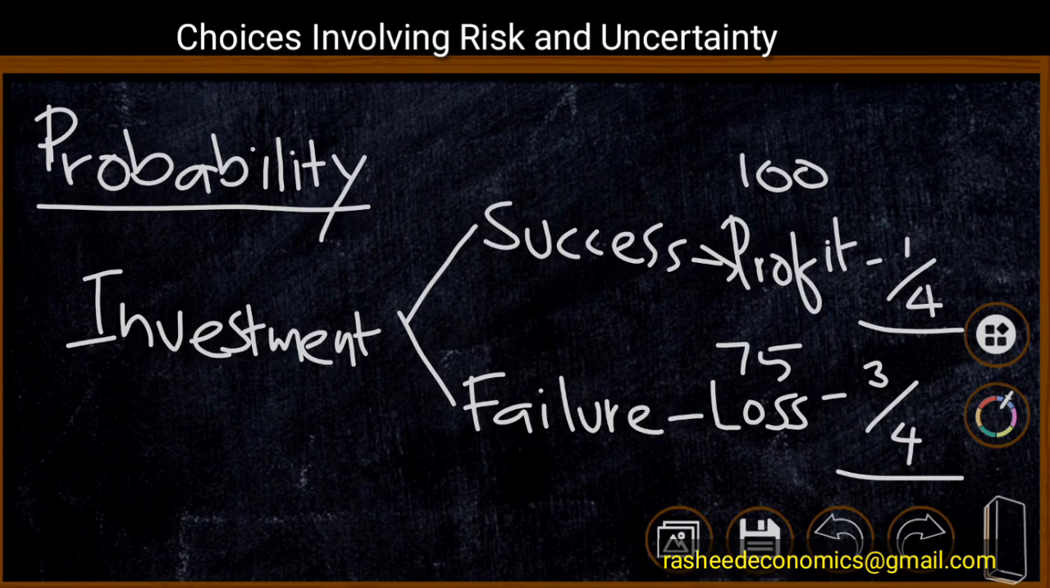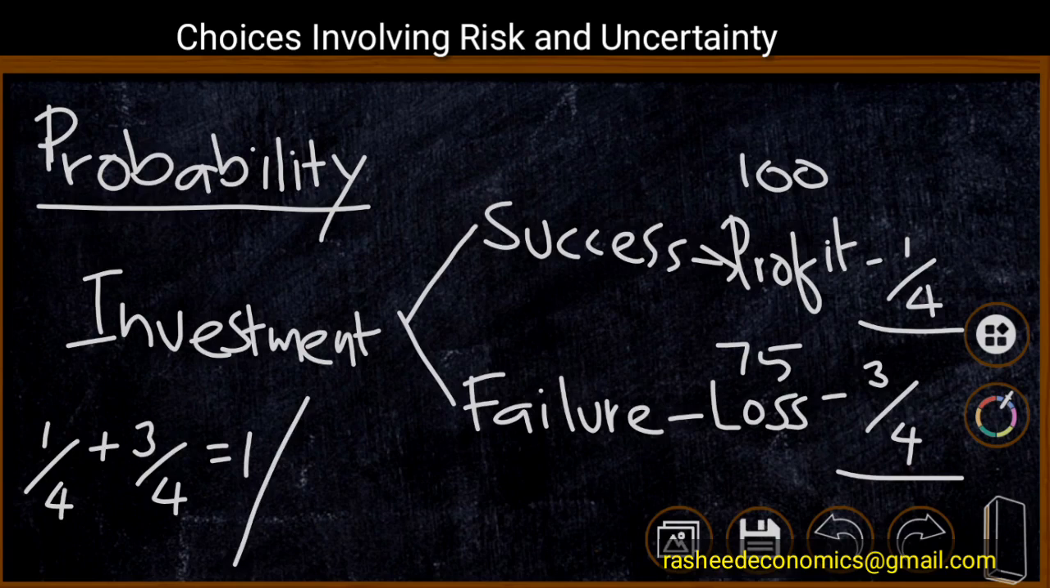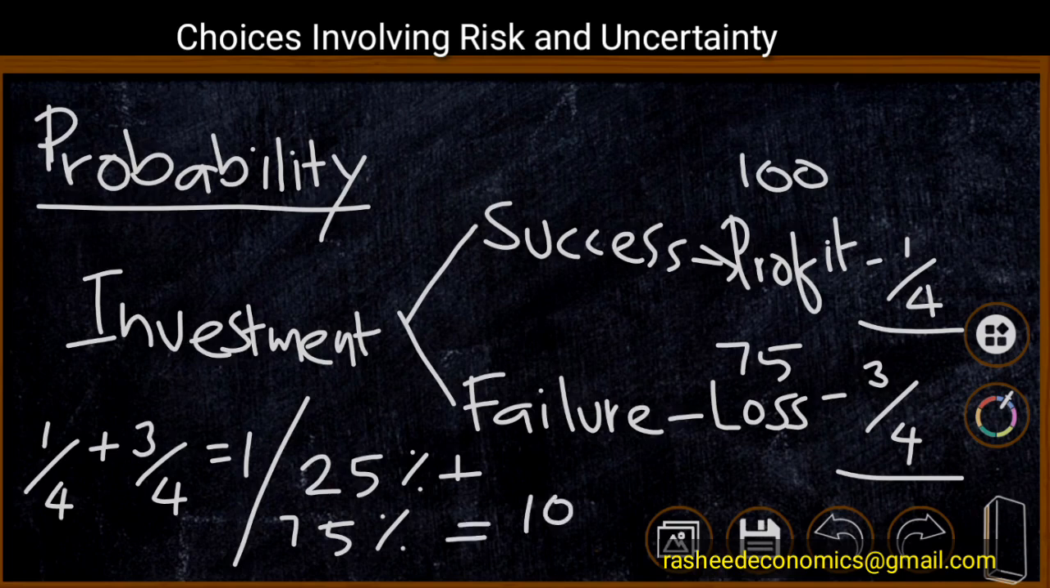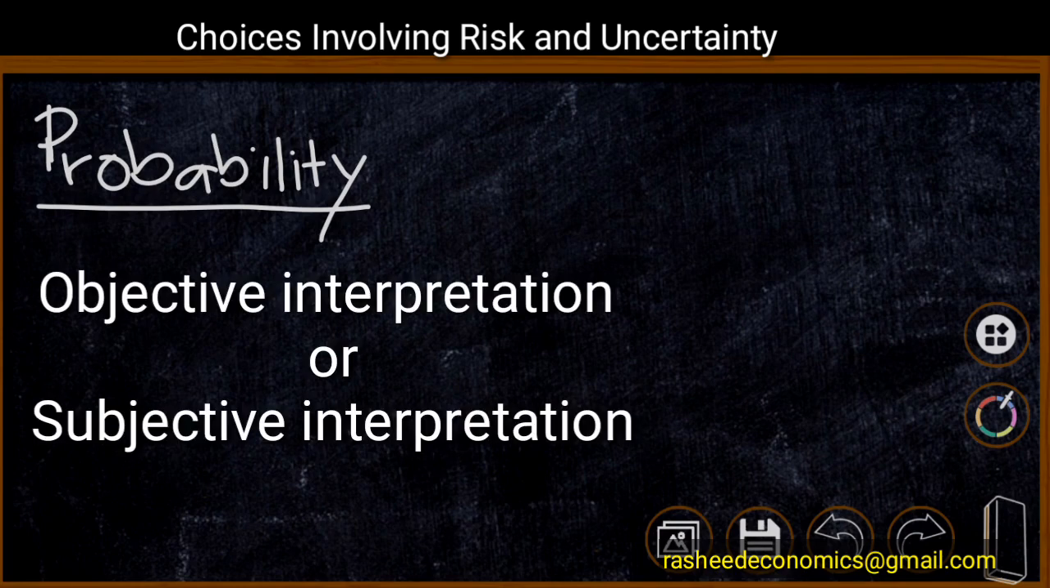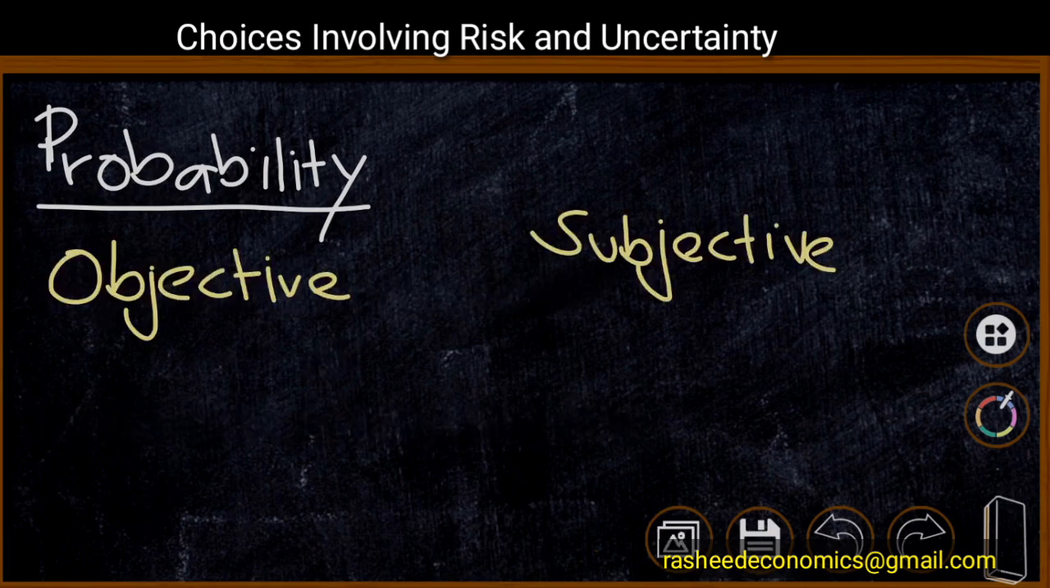If we add the probabilities, that is 1 by 4 plus 3 by 4, it is equal to 1, or we can say that the probability of winning is 25% and the probability of losing is 75%, and automatically it comes to 100%. Suppose if there are 3 outcomes, the probabilities of all the three outcomes added together will give us 1. The interpretation that we give to probability may be objective interpretation or subjective interpretation. This classification normally depends upon the nature of the uncertain event.